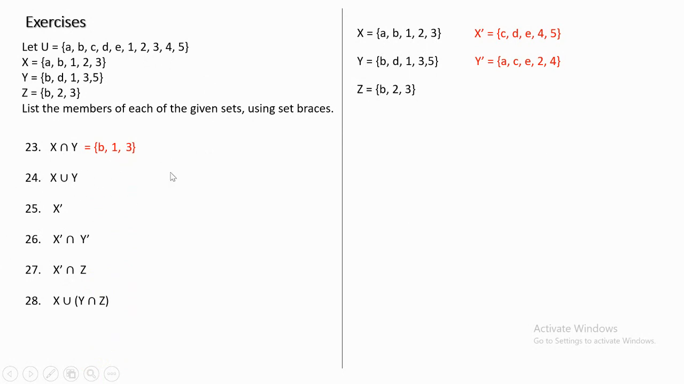Now union, X union Y. So we start by putting everything in the set X, because X was first. So it was A, B, 1, 2, 3. Now we go to the set Y. If it's already in there, we don't write it twice. Is B already in there? Yes, so we don't put the B. How about D? Is D in X? No, so we're going to put the D. How about the 1? Yes, it's there. The 3, yes, it's there. The 5, no, the 5 is not here, so we're going to put the 5, and that's it. So this is X union Y.